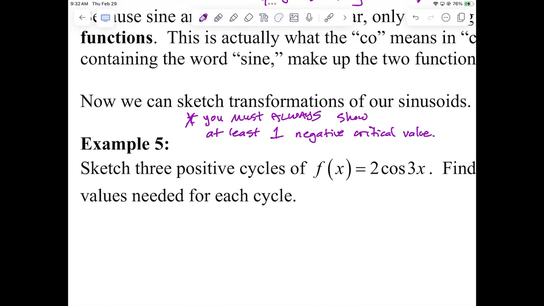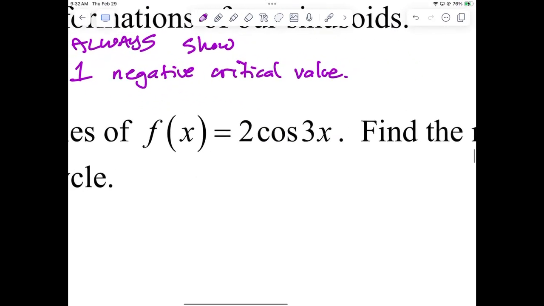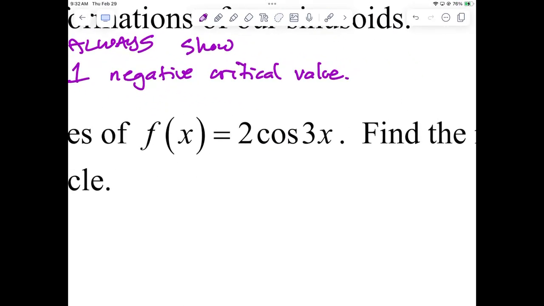Now, this also says to show 3 positive cycles. So, in addition to having 3 positive cycles, I need to show at least one negative critical value. It's kind of the rule of thumb. All right. So, let's go through and think about what this graph is going to be doing to the graph of what? What's our parent function? Cosine. So, this is a modified Chala. This is our A value.